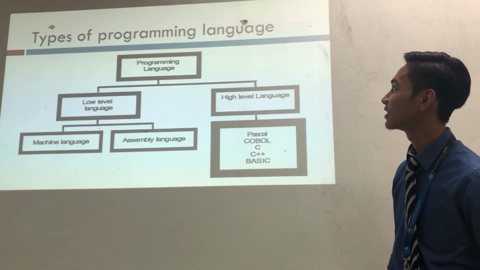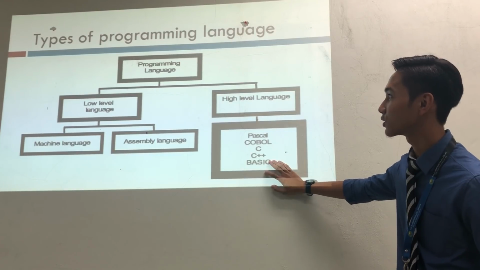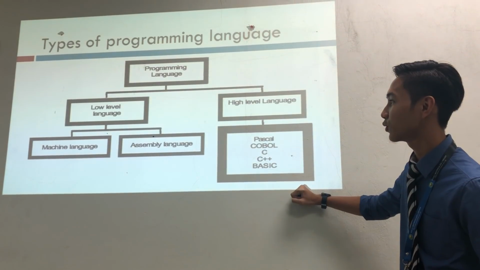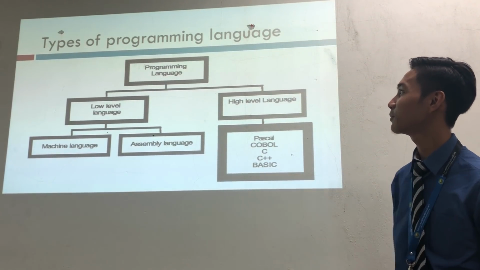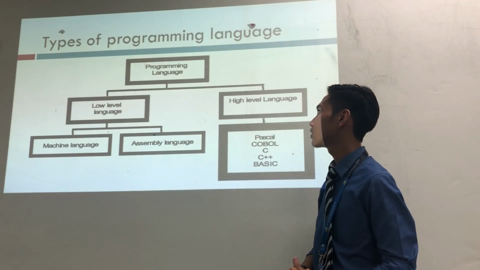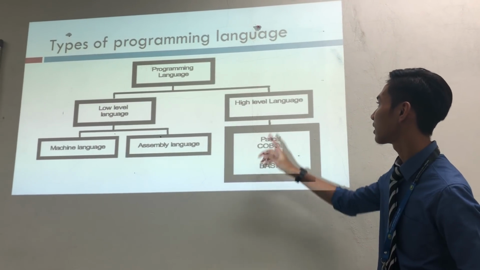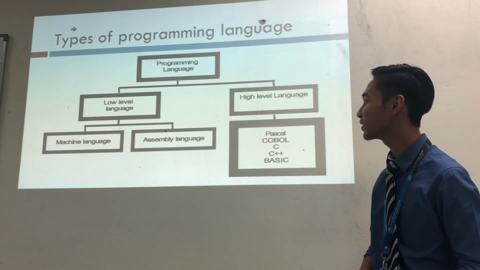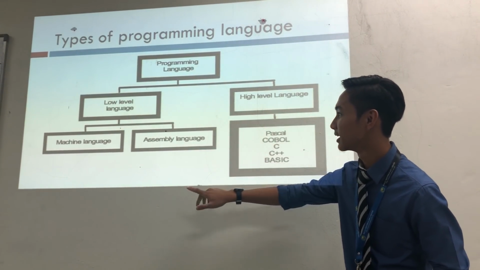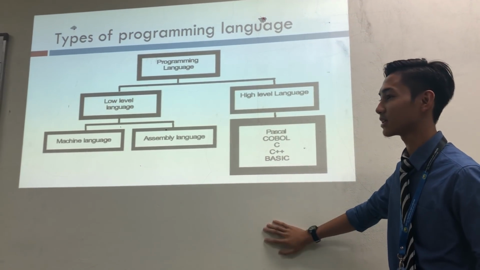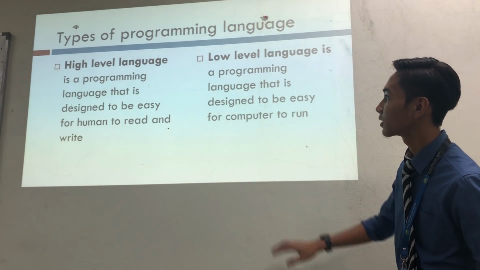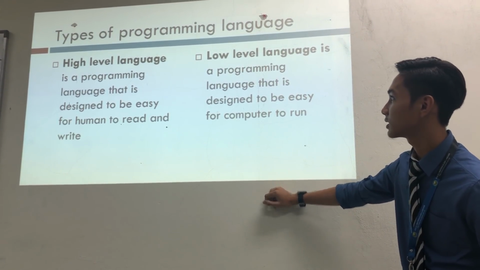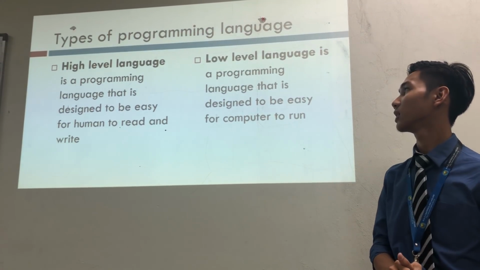So next, this is the simplest mind map that we can conclude about the programming language. Basically, there are two types of programming language: high level language and low level language. For the low level language, there are two types, that is machine language and assembly language.